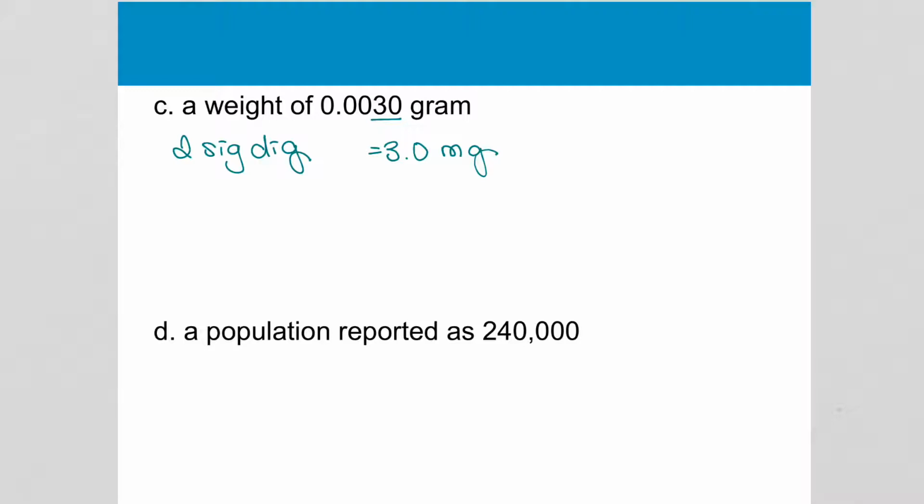A population reported as 240,000. Again, zeros to the right aren't significant, so this is 2 significant digits. And it implies a measurement to the nearest 10,000 people.